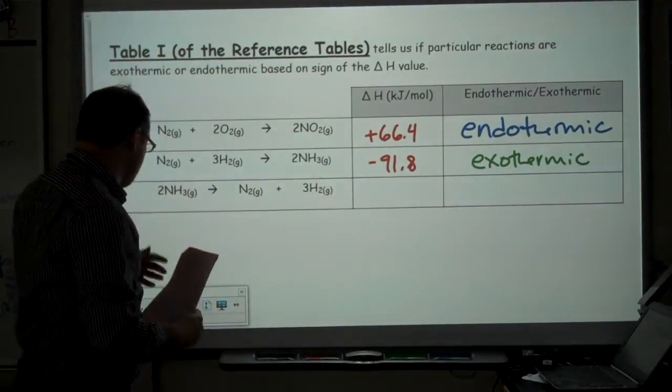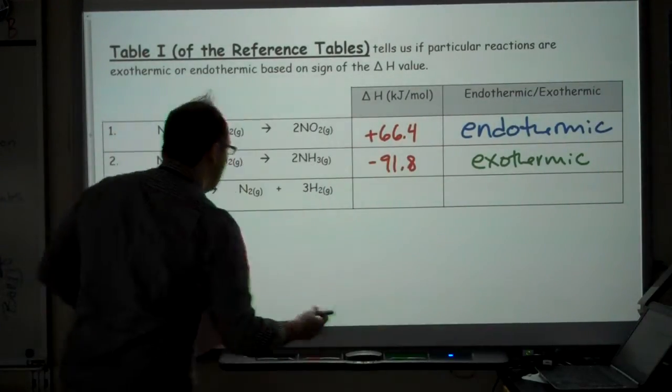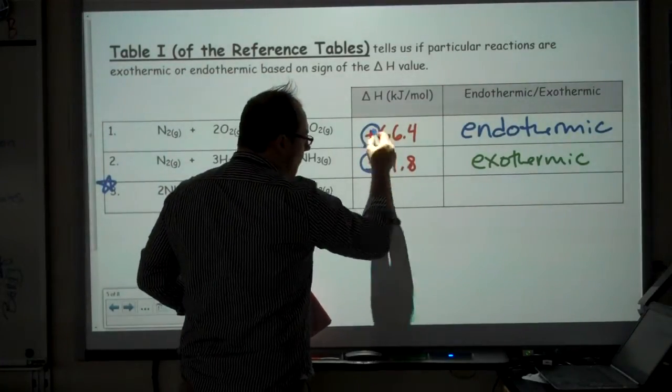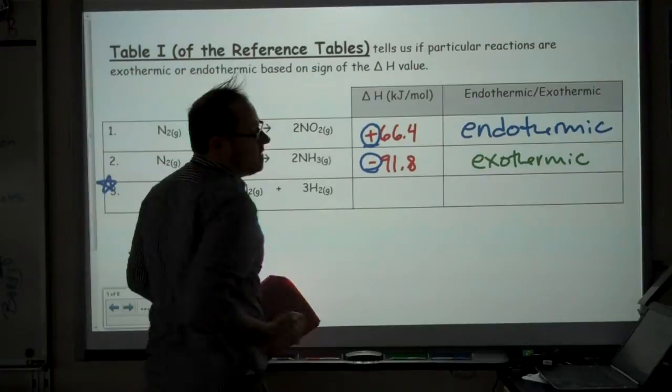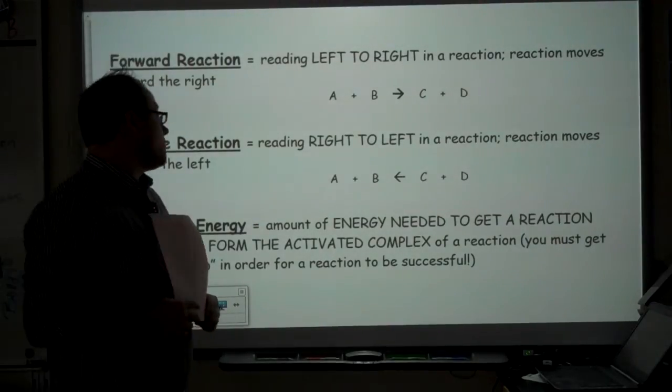Okay, so I want you to try number 3 by getting your Reference Table I and completing that one yourself. And remember, the thing you're looking for is to see if the sign is positive or negative, because that translates into endo or exo. Let's check out some forward and reverse reaction stuff.